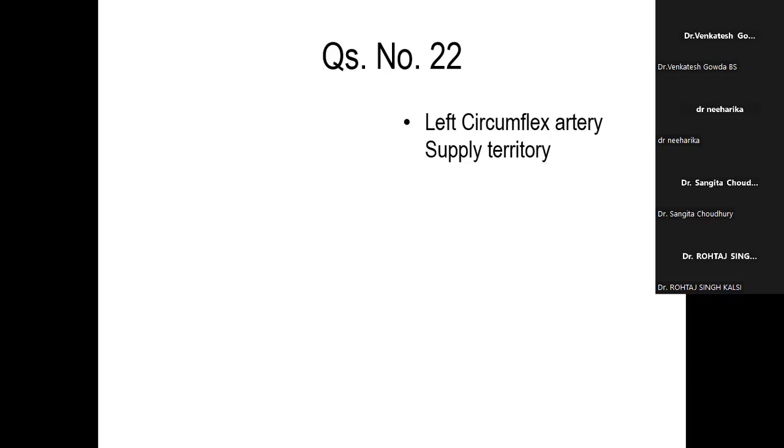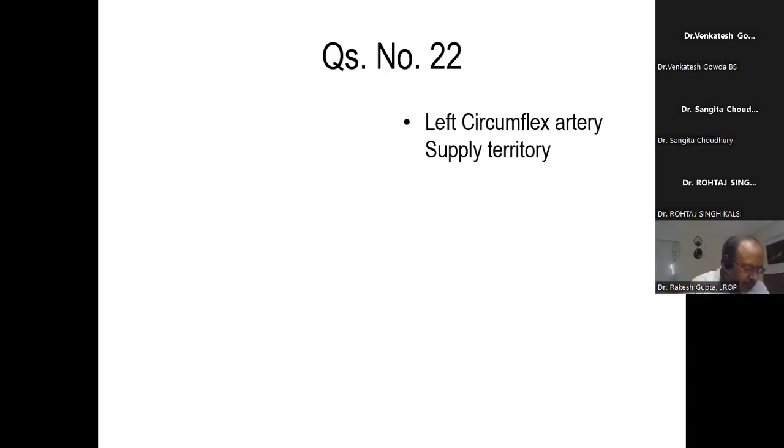Yes, sir. It supplies the major and mid anterior septum. Don't do injustice, man. Anterior septum is not supplied by the circumflex. We talked a few minutes back about anterior septum being supplied by LAD. It does not look good, Ojha.